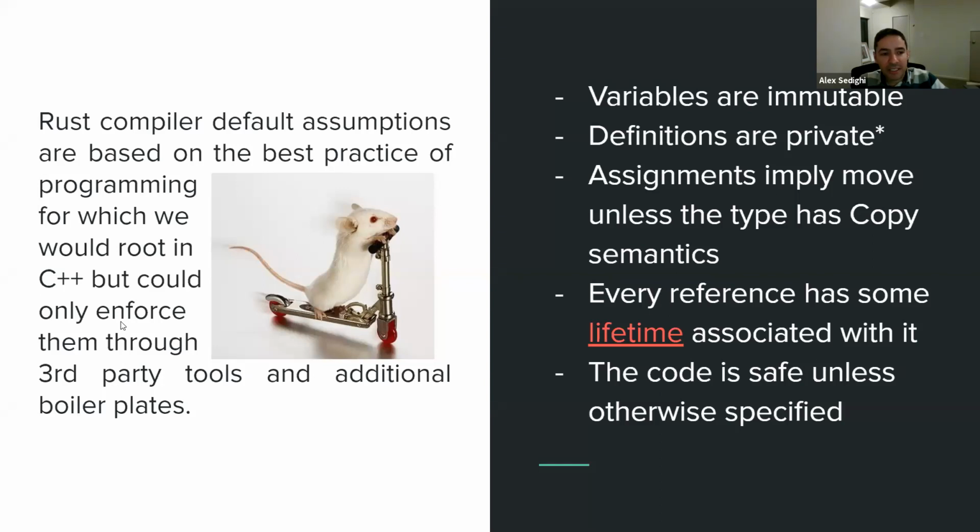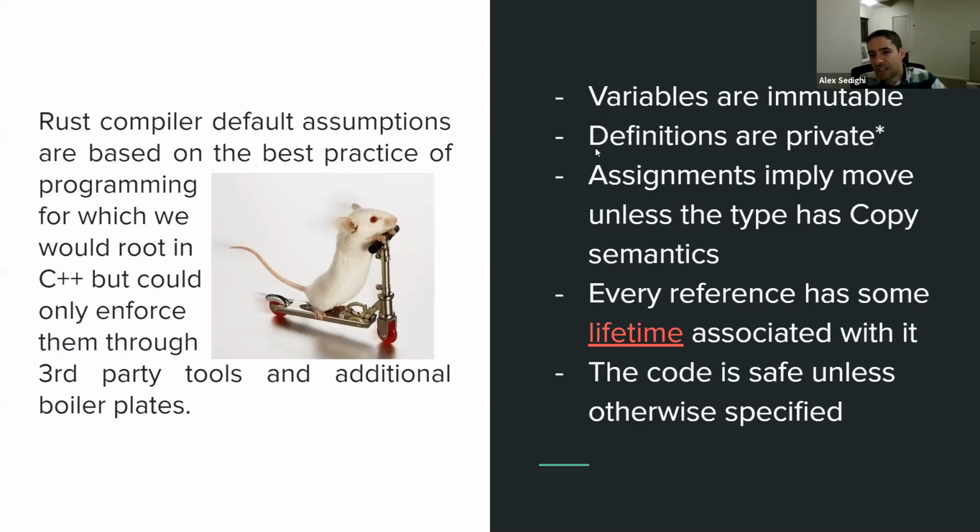But we couldn't enforce it in C++ without using third-party tools. But Rust has made some really smart decisions about what should be the assumption of the compiler. So, examples, variables. Whenever you define a variable and bind it to something, as it's the terminology in Rust. In C++, you might say assign something to it. So variables are by default immutable. They are by default const.